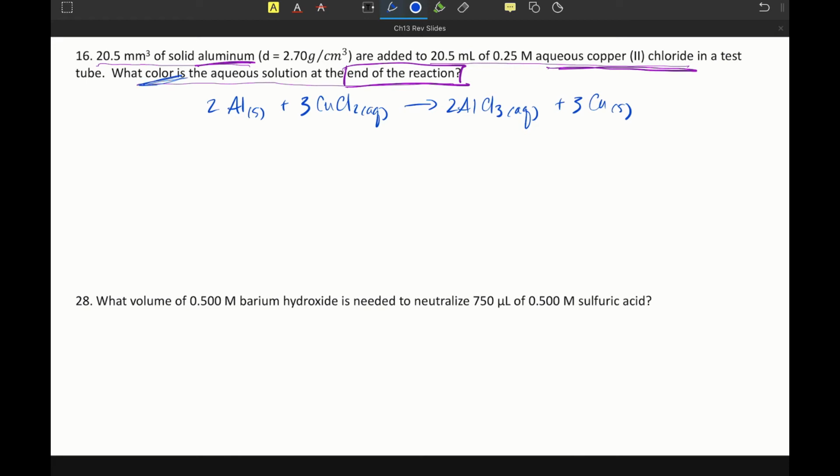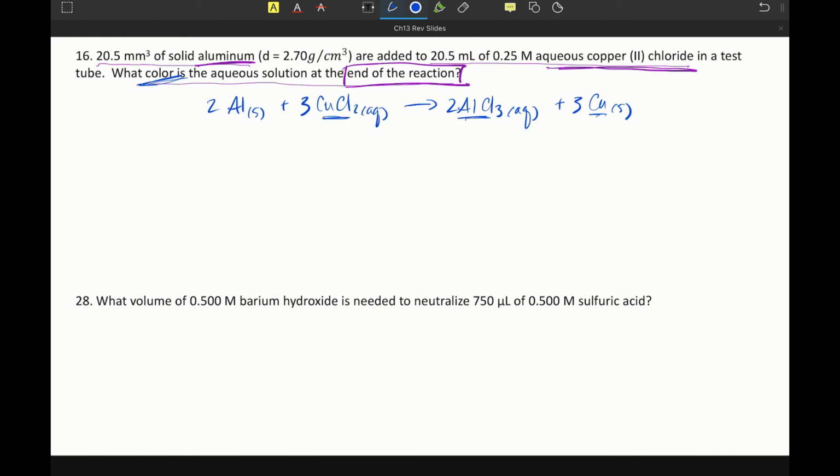Right, I want to know what it looks like when it's done, because what it looks like is going to be based on, correct, what reactant was limiting and what reactant was excess. Going back to things that we know, we know that aqueous copper chloride is blue. We know that solid copper is brownish red. Aluminum chloride aqueous is going to be clear and colorless. And we know what aluminum looks like. So these are all things we know.